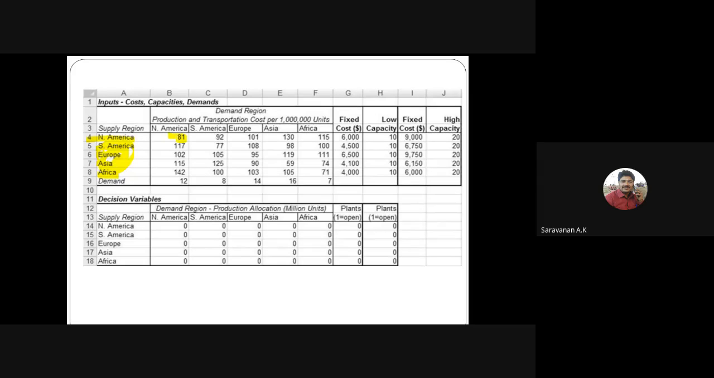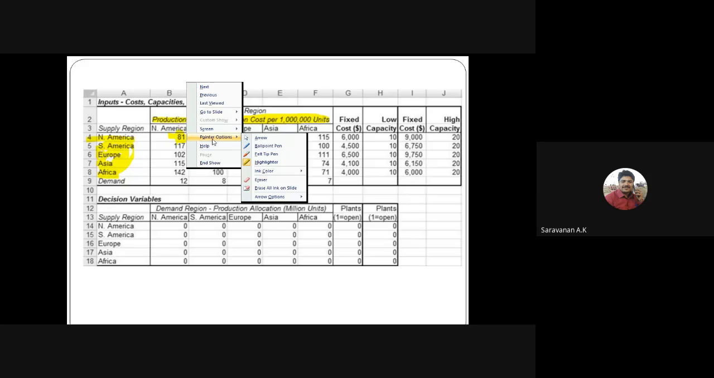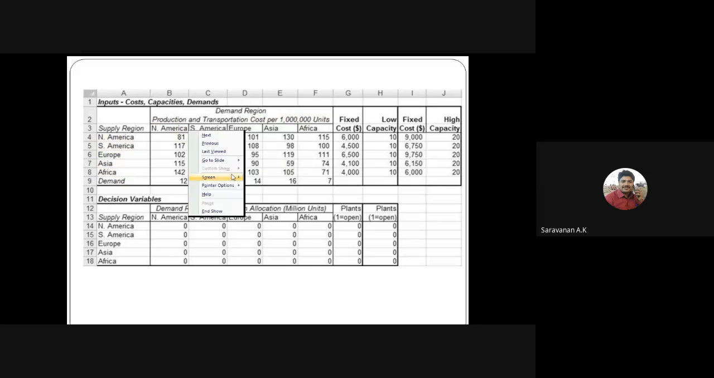$81,000. What this indicates is the production and the transportation cost for the 1 million product. The production cost is for the demand region, and the demand region will be for the 1 million. So for example, the first one, we can see the first one.